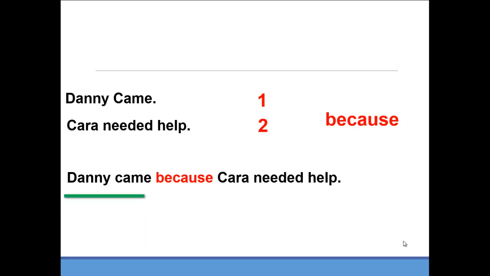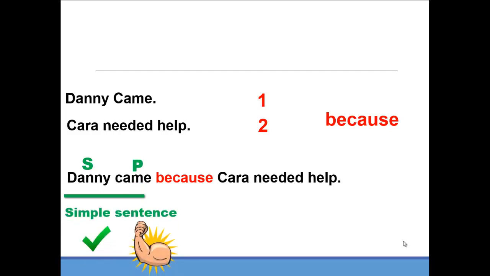Let's check the first part. Can this part of the sentence be used alone? Danny came. Yes, it can. It has a subject, it has a predicate, so this part can be used alone, and it is a simple sentence. Great. What about the next part? Because Kara needed help. Can this part be used alone? Kara is the subject, needed help is the predicate. Let's check this part. Because Kara needed help. Can you use this part of the sentence without using the others? No.